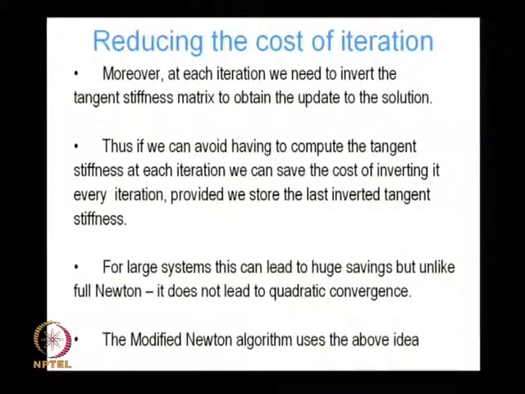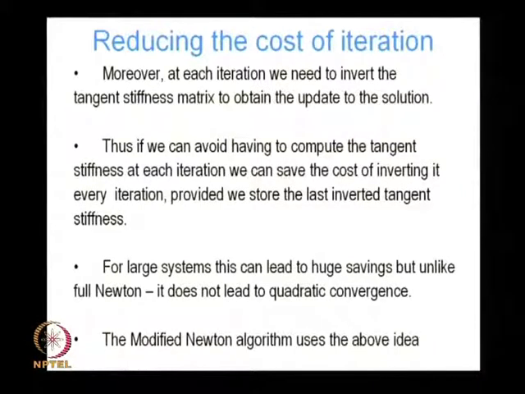If we use the exact tangent at each iteration, then we are going to get quadratic convergence. But remember again, when do we get quadratic convergence? When we are in a neighborhood of the solution, right. When we are far away from the solution, we are not going to get quadratic convergence anyway, right. So, what is the harm?